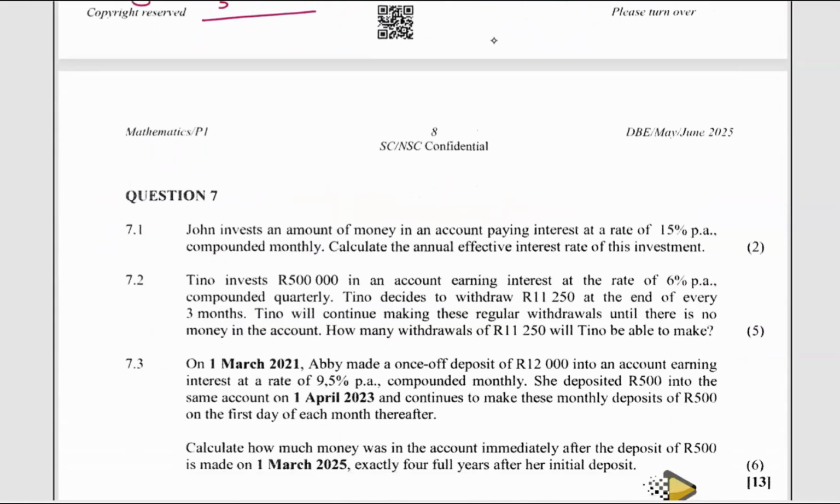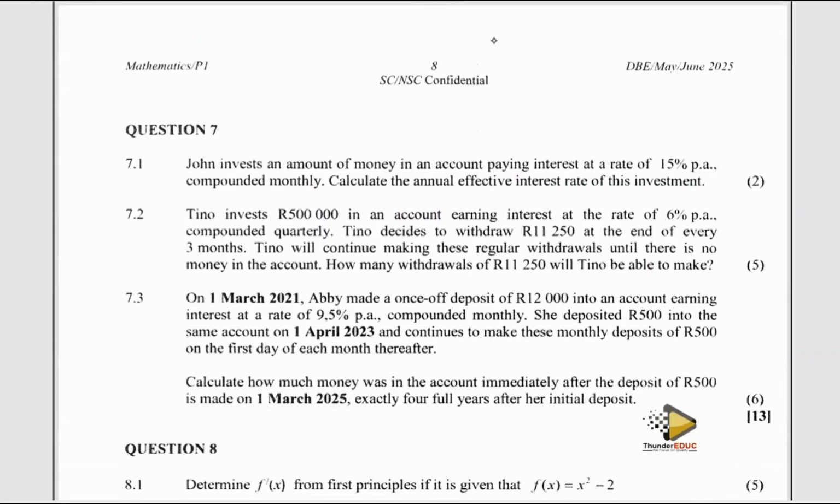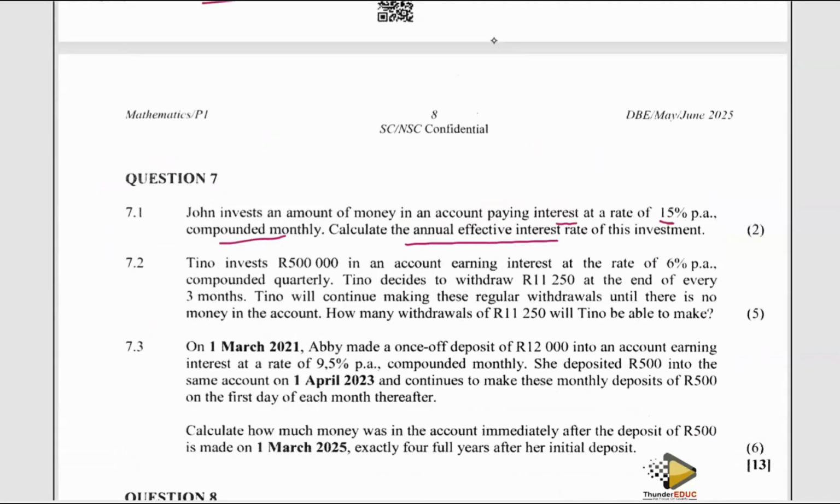Then question number 7, finance. Telling us that Mr. John invests an amount of money in an account that pays an interest at a rate of 15% per annum compounded monthly. So I'll apply the effective rate. It's been a while since they asked this question.